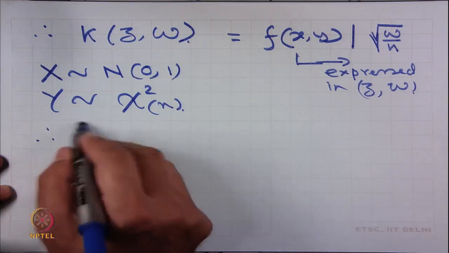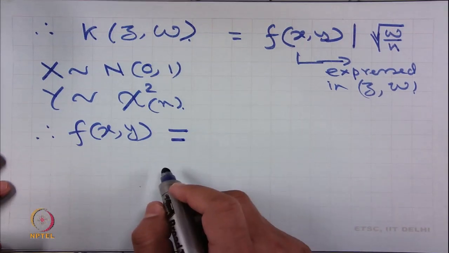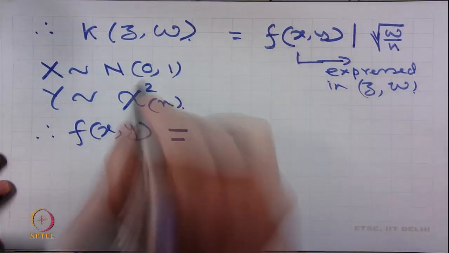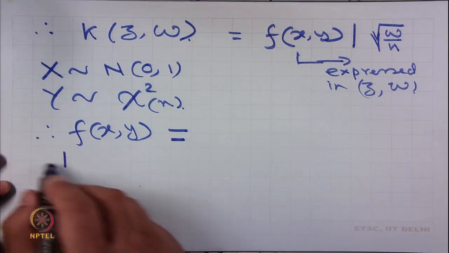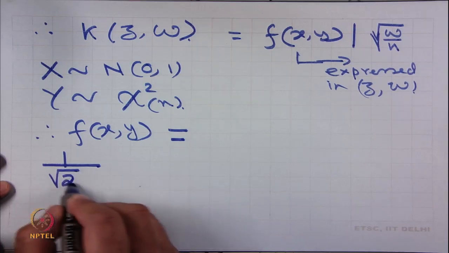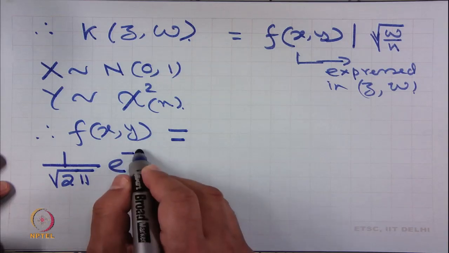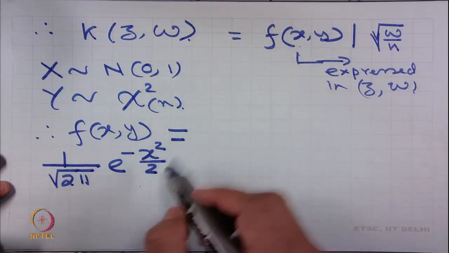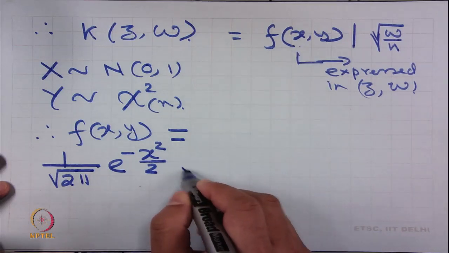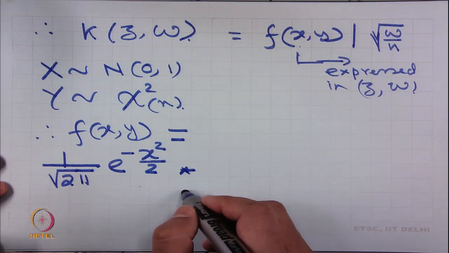Therefore, f of x, y is equal to the product of their individual density functions, which is 1 over root 2 pi e to the power minus x square by 2. This comes from x multiplied by y, which is a chi-square with n degrees of freedom.